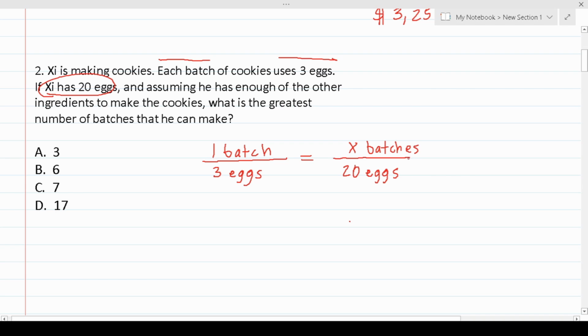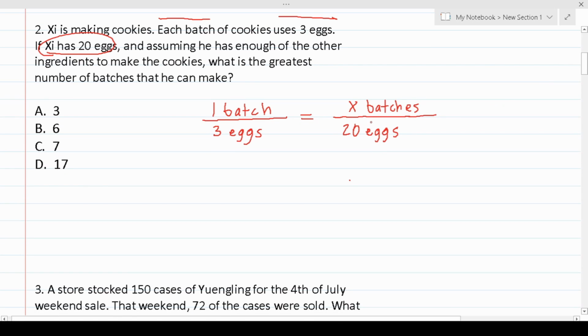And I think there's ES in batches. Don't correct me on that. So now we can solve this proportion by cross multiplication. And when I do cross multiplication, I always like to do cross multiplication involving the unknown variable first, notably x.